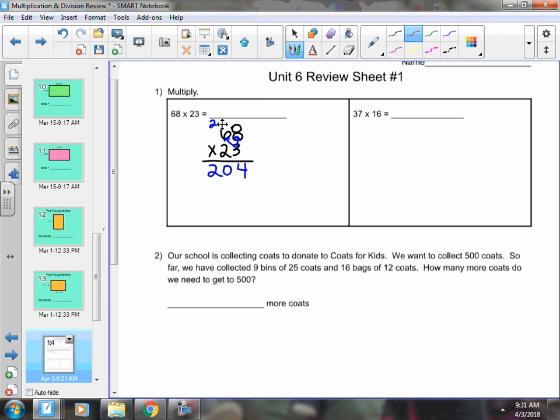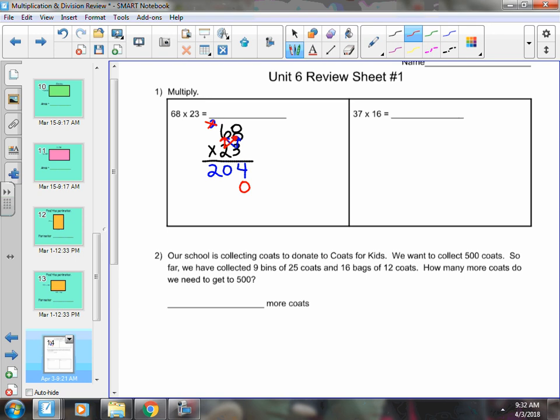Now we need to multiply the 2 by every digit on the top. But that 2 is not really a 2. That 2 is really a 20. So we need to put a 0 here, and that'll bump everything to the correct place. I'm going to cross this out since I already used it. And I'm going to do 2 times 8, then 2 times 6.